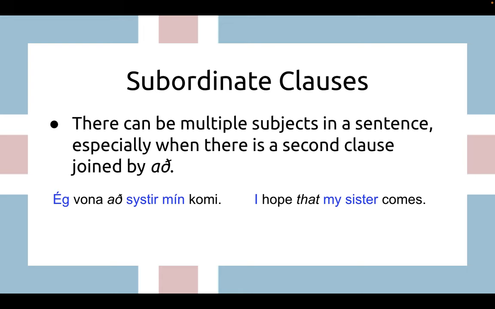And just like in English, both of these sentences or both of these phrases have their own actor, or their own subject, and they're joined together with að. So we need to make sure that ég is in the nominative form, and so is systir mín. It's also in the nominative form.